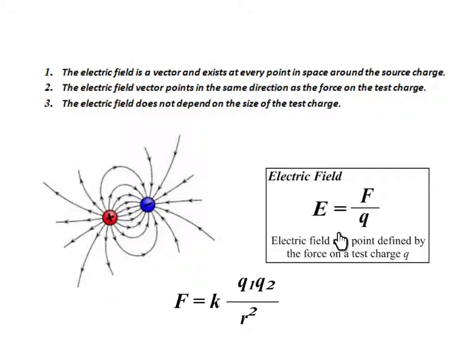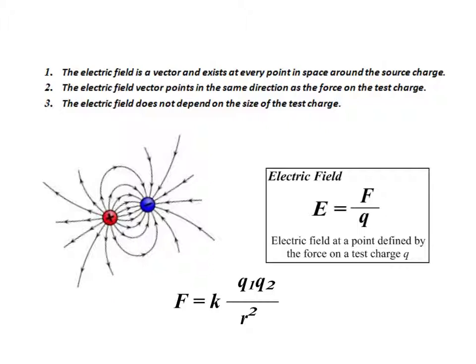To make more sense of this, think about a gravitational field. When we put an object into Earth's gravitational field, does that object affect Earth's gravitational field? Well, no, it doesn't. The same is true for an electric field. You are in Earth's gravitational field, and you don't affect Earth's gravitational field. In the same way, the test charge does not affect the electric field.